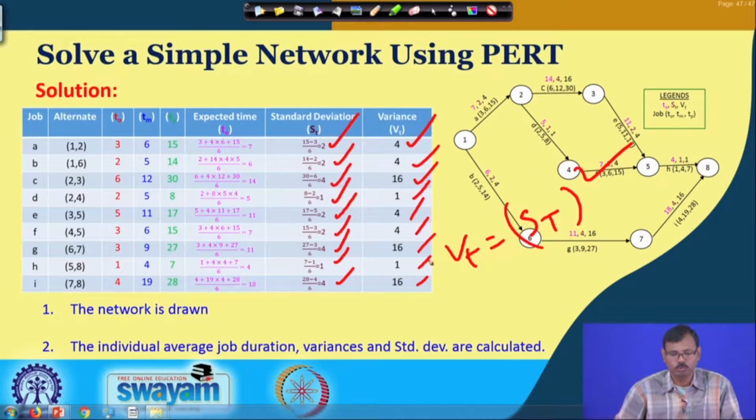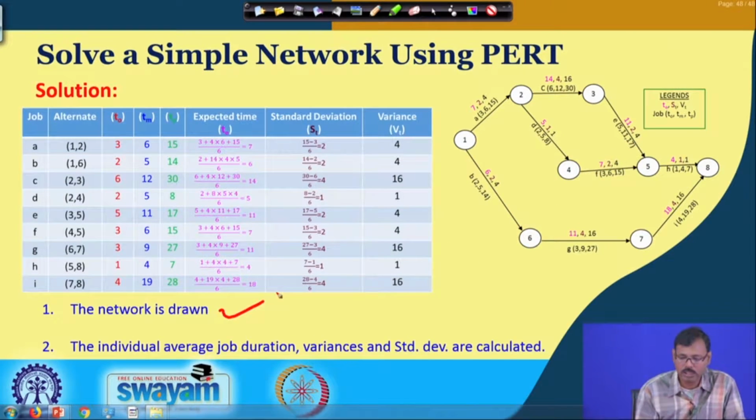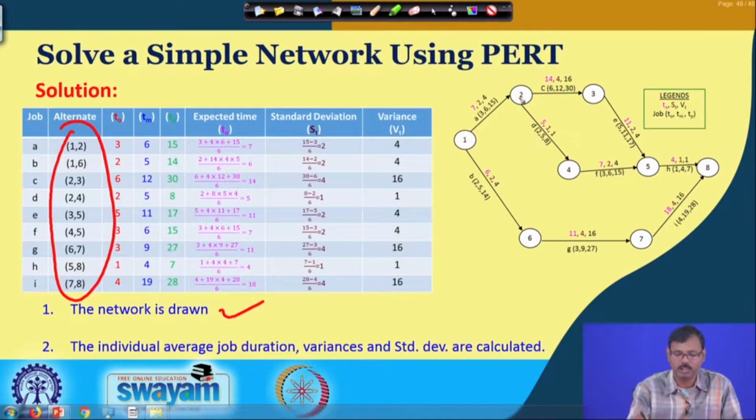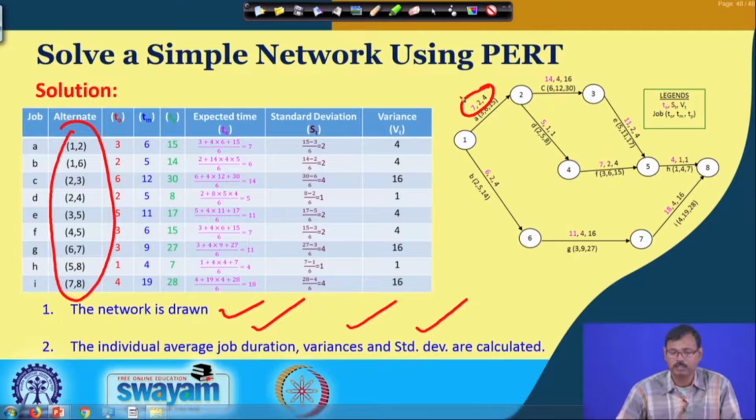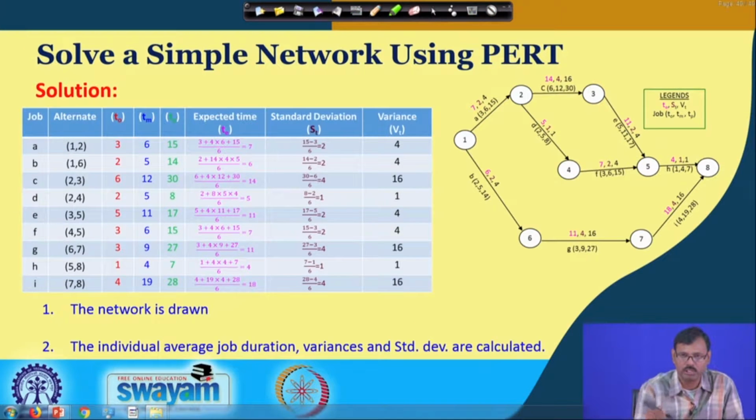So, for our first two problems, we have to draw the network. We have drawn the network as the alternates are given. Using these alternates we have drawn the network. We have placed these nodes and then connected them with arrows to show the different jobs. And second is the individual average job duration, that means expected time or mean time, variances and standard deviations, which are calculated and presented here for each job, where this is the expected time, this is the standard deviation and this is the variance attributed to each job. So, the first two objectives given to us we have completed.